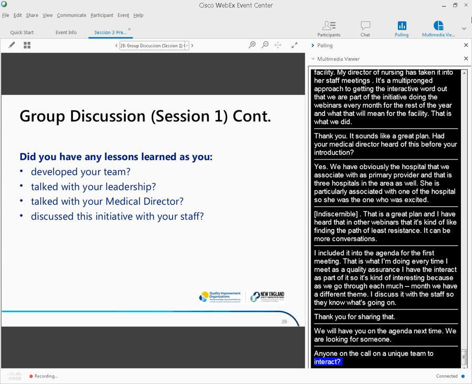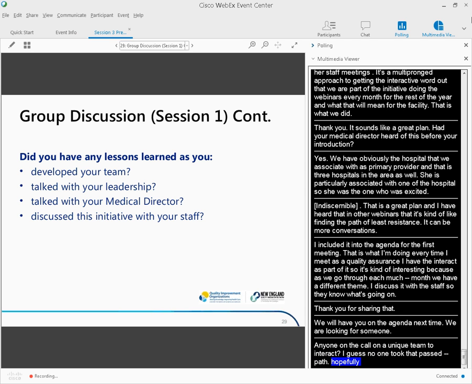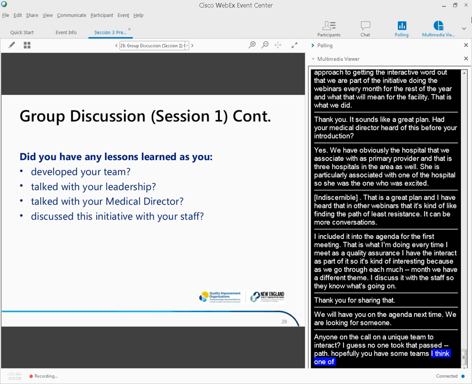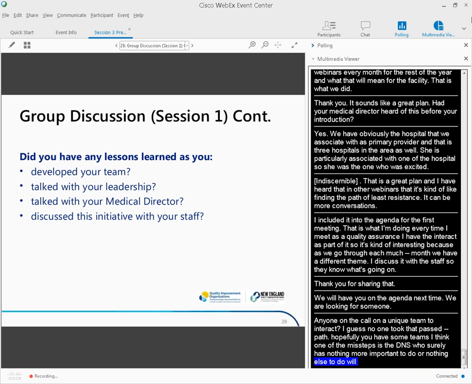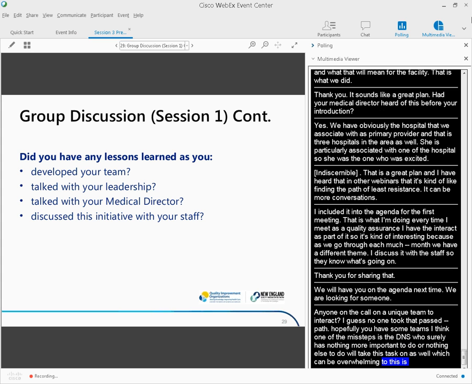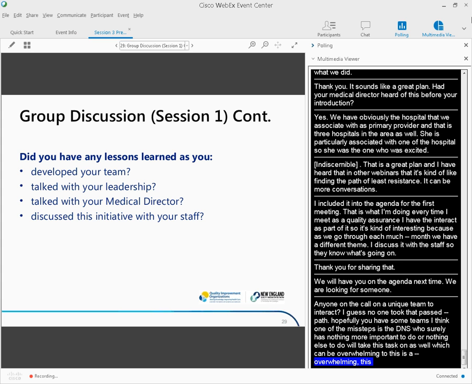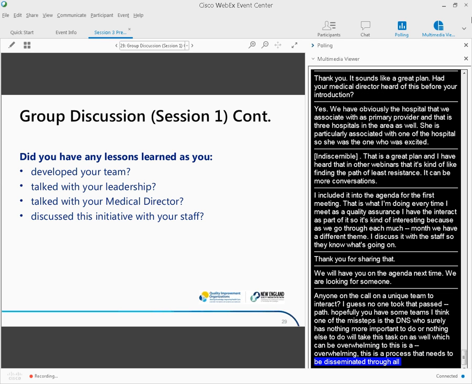Okay, so I guess no one took that path. But by now, hopefully, you've got some group together to help you look at this. One of the missteps we've seen in the past is the DNS, who surely has nothing more important to do, will take this task on as well, and that can be overwhelming. This is a process and a program that needs to be disseminated through all levels of staff, as Janice was describing. That's too much to ask any one person to do.